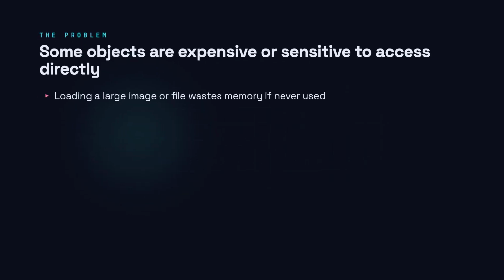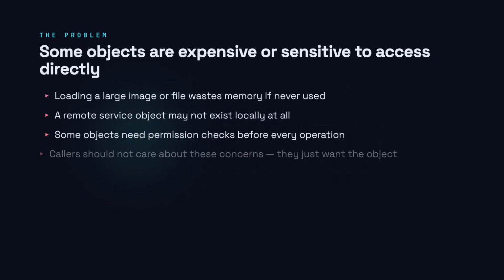Imagine you have an object that is expensive to create. Maybe it loads a huge image from disk, or it represents a service running on another machine. If you hand the caller a direct reference, they pay the full cost upfront every time, with no control over who can call what. You want a way to sit between the caller and the real object, handling those concerns transparently, without changing the caller's code at all.